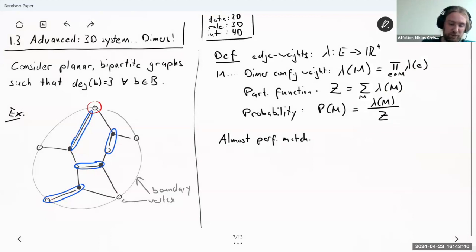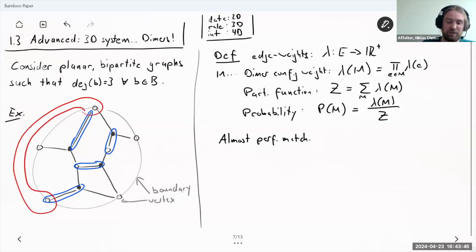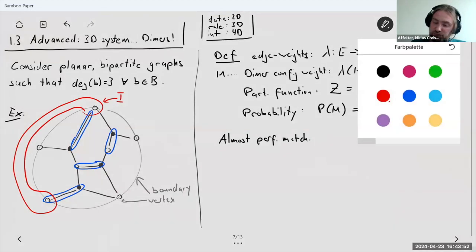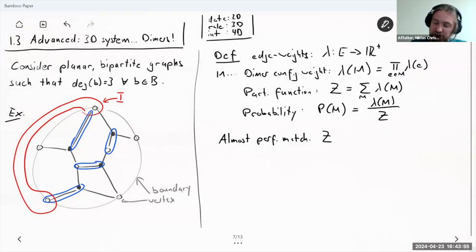Or maybe let's draw it like this. So here, these two, in this example, would be a boundary set I. And we'll look at partition functions that are indexed by this I. A matching should match every interior vertex and every boundary vertex in that set. Then you can look at these almost perfect partition functions, and there's more than one of them for each graph. And we'll see why they're relevant.